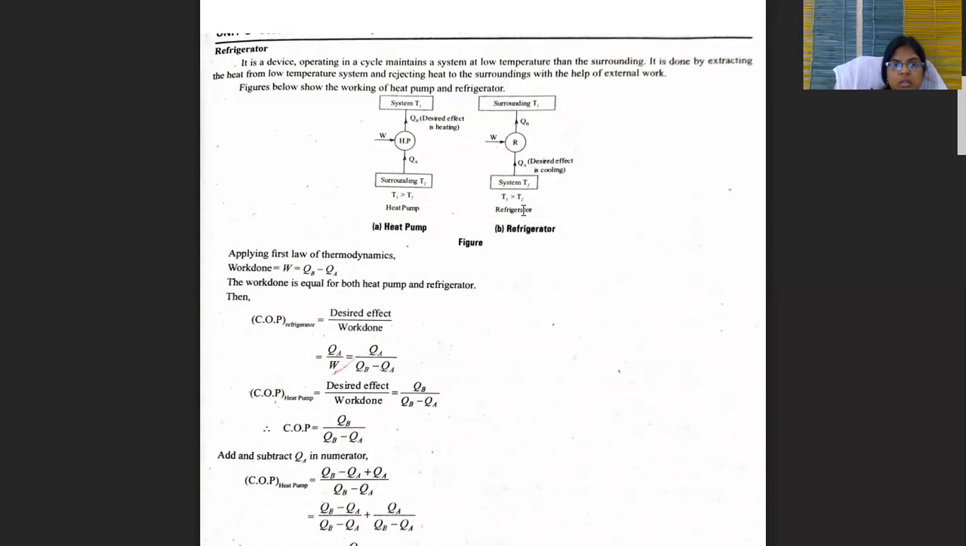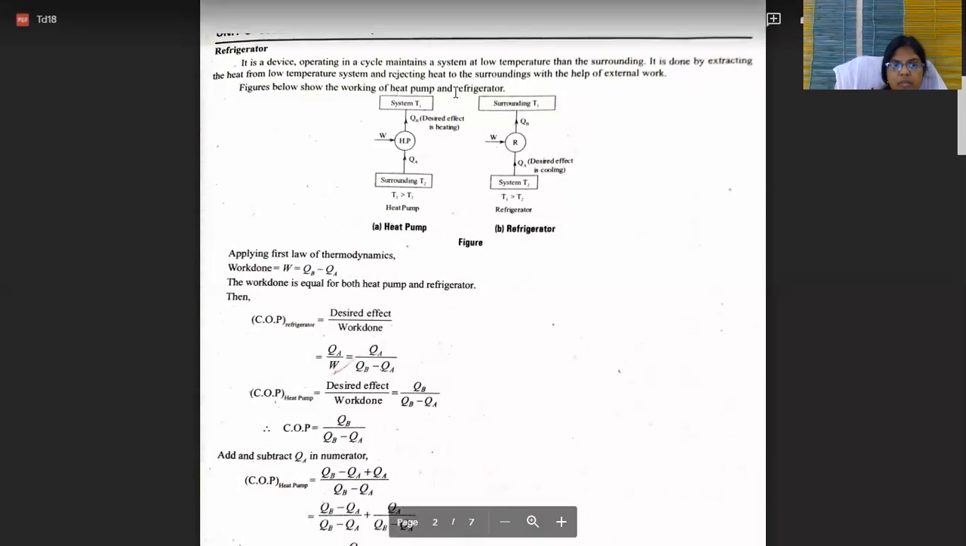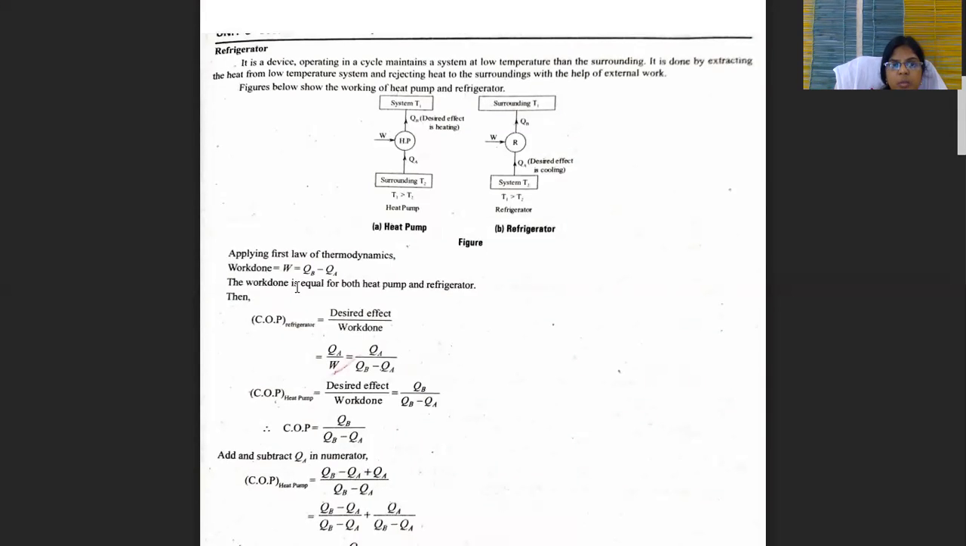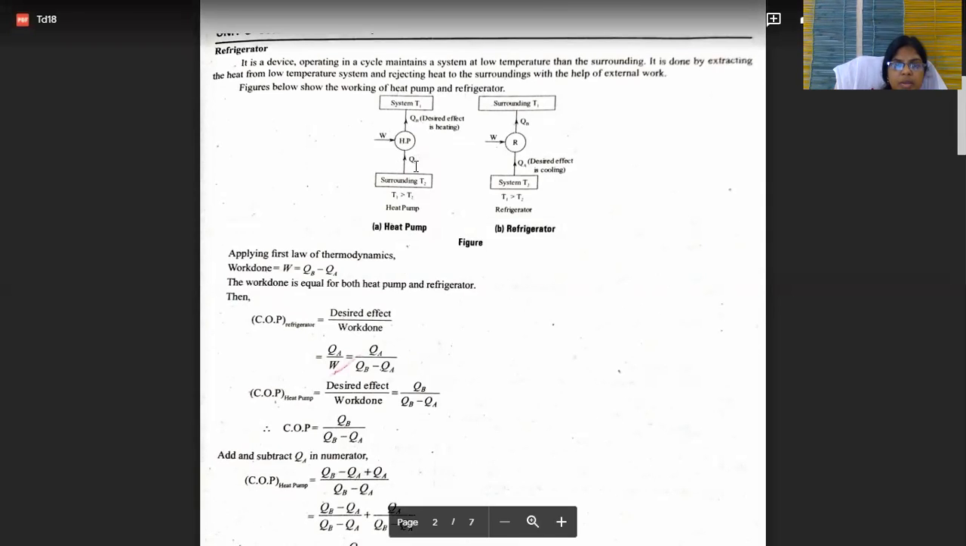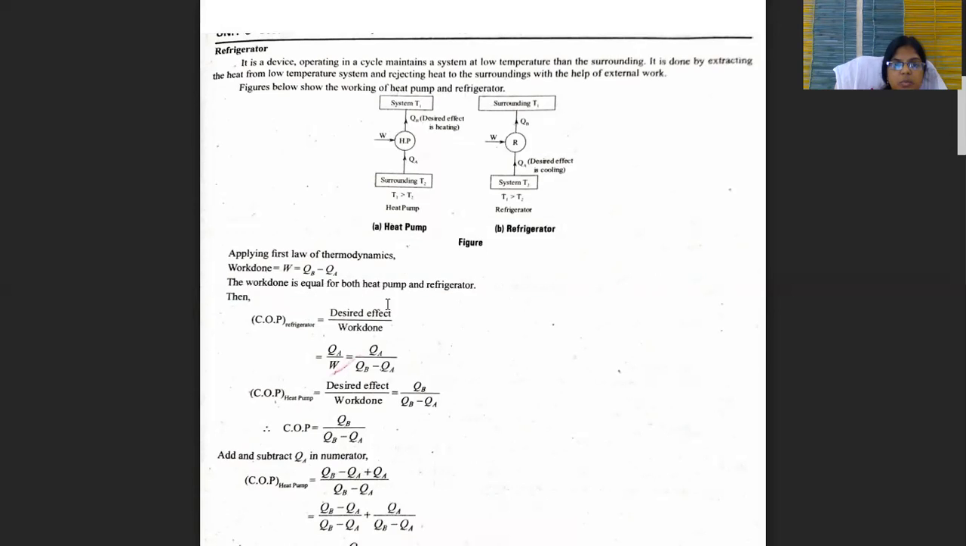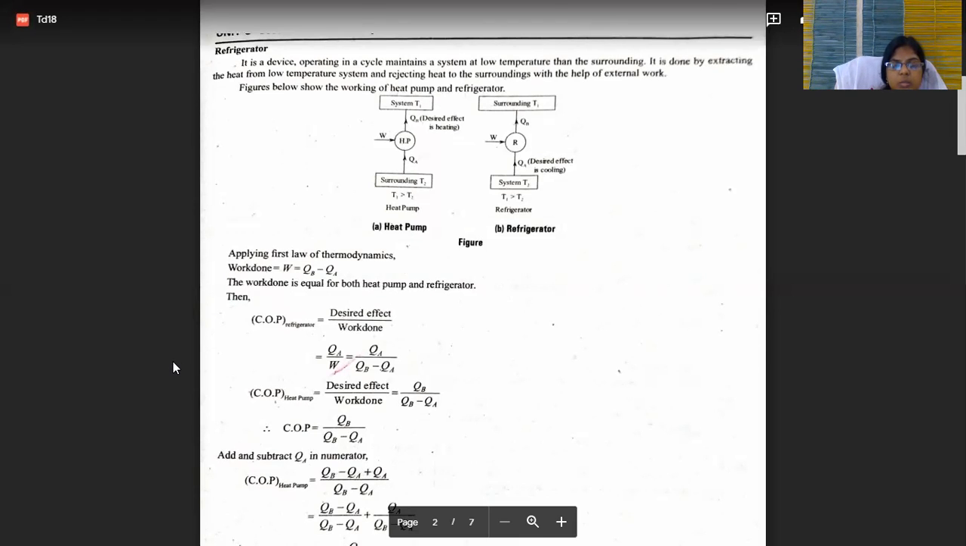That heating effect we call the desired effect. So desired effect is source here, and here desired effect is sink. Applying the first law of thermodynamics, work done is equal to QB minus QA. Here work done is the same for heat pump and refrigerator, since it is the difference of heat supply. So QB minus QA we call the work done, and the work done is equal for both heat pump and refrigerator. Just remember one thing: heating effect is called heat pump, cooling effect we call a refrigerator.